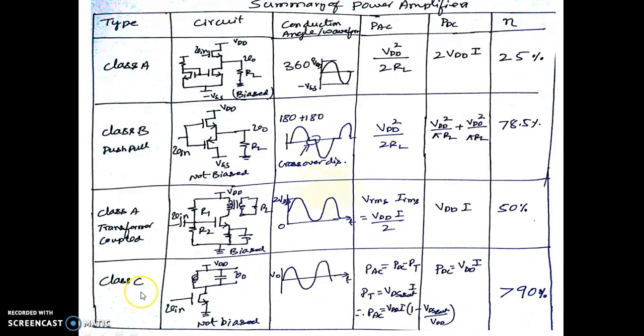We also saw in the previous slide the class C power amplifier. Class C power amplifier has a tank circuit, which is an LC tuned circuit, having the values of L and C which decide the oscillating frequency. And this is also not biased. This MOSFET will be conducting for a very small period, which is less than 180 degrees. Since it is LC, the output waveform is a pure sine wave. So we'll get the output voltage.